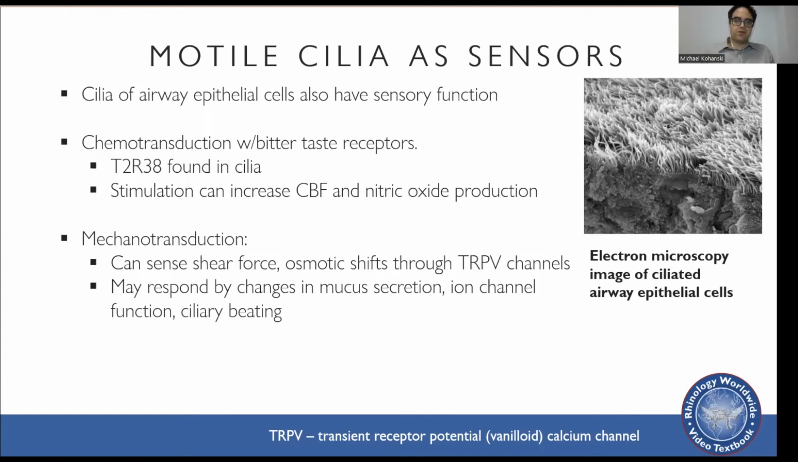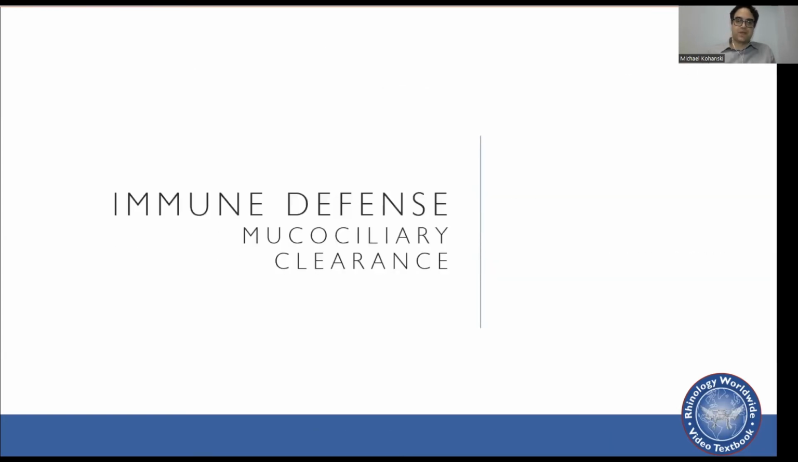Airway epithelial cell cilia can also have mechanotransduction properties, where they are able to sense shear force and osmotic shifts through these TRPV channels, transient receptor potential vanilloid channels, which are calcium channels. They respond to these changes in mechanical forces through changes in mucus secretion, ion channel function, as well as ciliary beating. So now we'll put together this component of mucus, goblet cells, and cilia, and talk about mucociliary clearance.